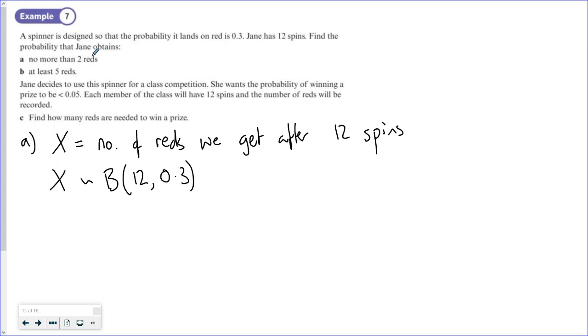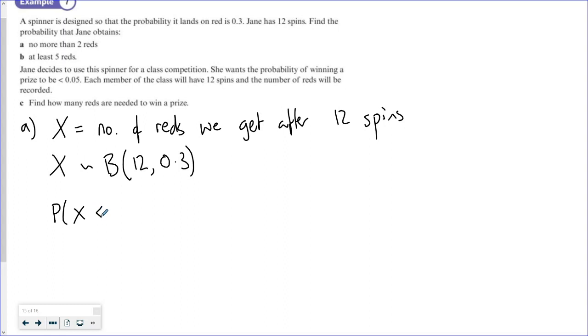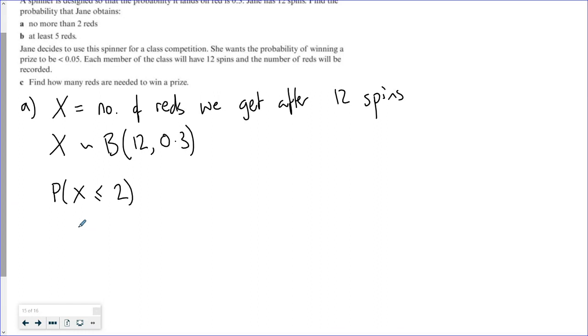Well, we want the probability that we have no more than 2 reds. So the probability of X is, we need to write this as an inequality. No more than 2 means we want 2 or less. So X is less than or equal to 2. If we were to put these on a number line, the possible number of reds that we could get: 0 reds, 1, 2, 3, 4, etc. all the way up to 12 reds on our 12 spins. Now we want the probability of X being less than or equal to 2. So that means we want to include 2 and we want to go down to 0.